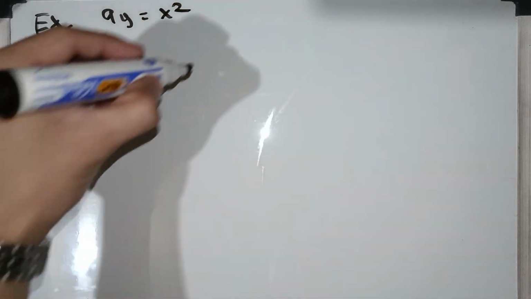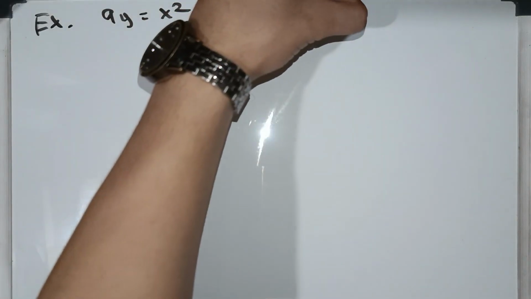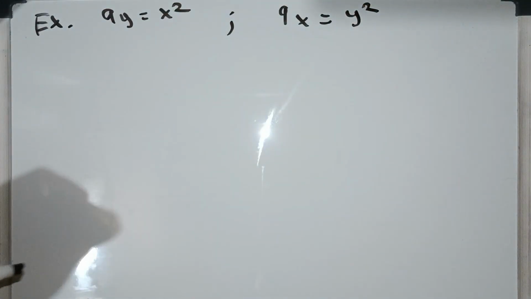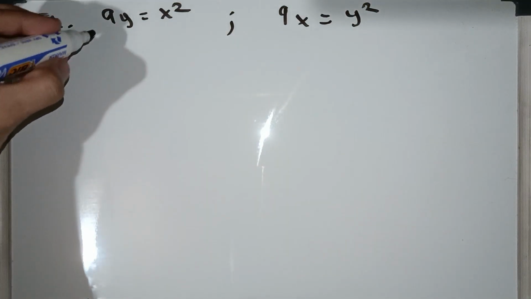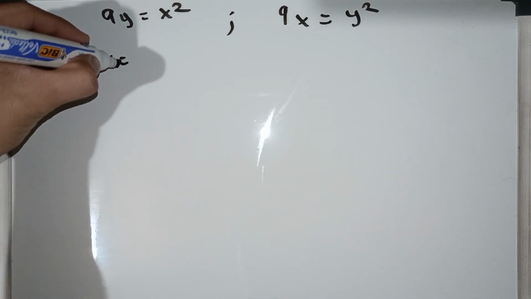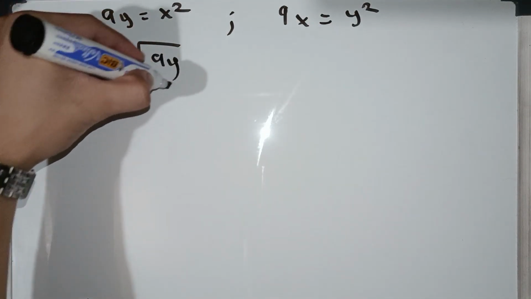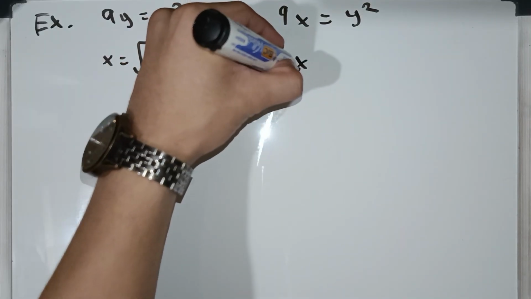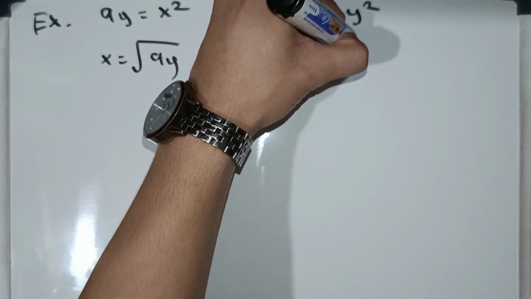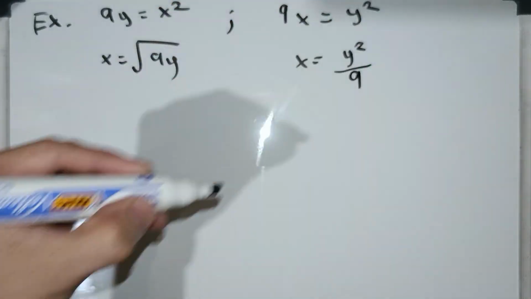We have the curves y is equal to x squared over 9, and 9x is equal to y squared. So here we have to isolate either y or x. Here we have x is equal to the square root of 9y, and here we have x is equal to y squared all over 9.